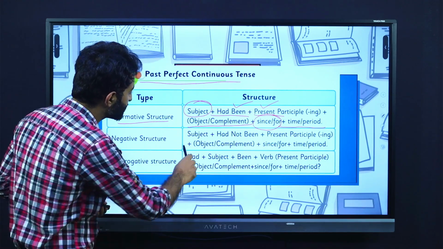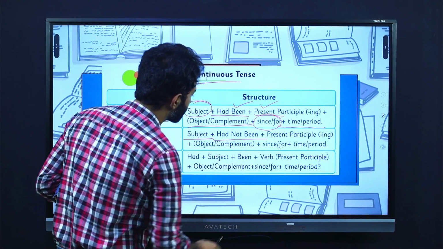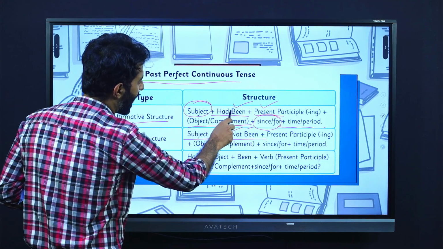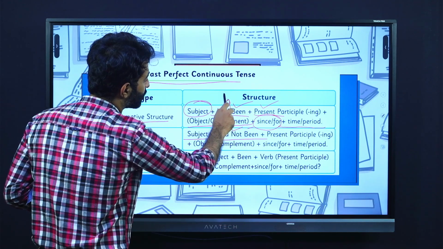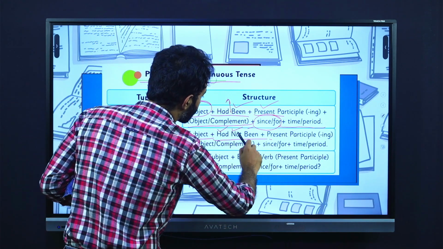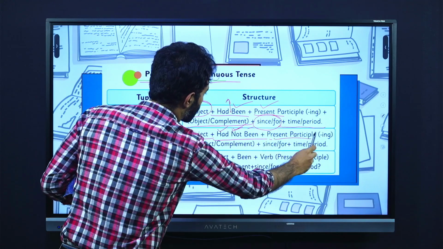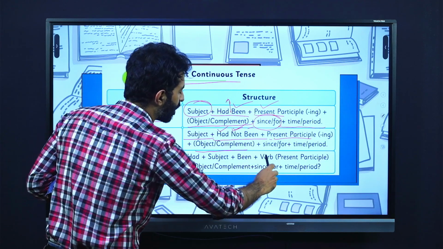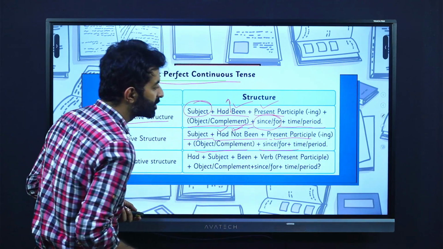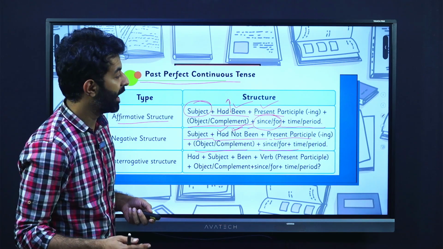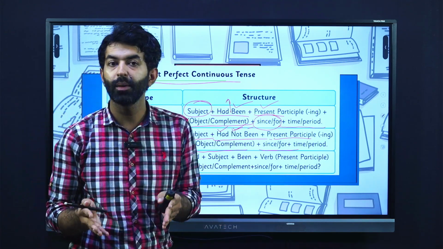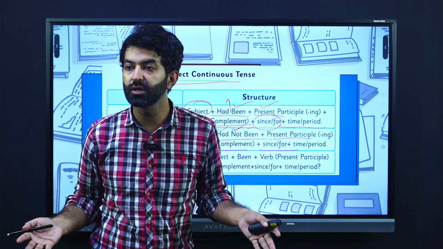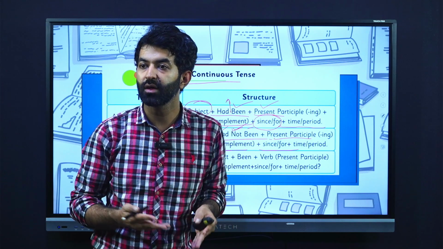Then you have your subject plus had not been. Had not been. Alright? Had और been के दरमियान क्या आ गया? Not. So you have to follow the correct structure. Plus your present participle with ing, then the object or complement, and you're going to use since or for, and then tell about it. Kab se? Since morning, for a long time, for 3 years, since this evening, etc.